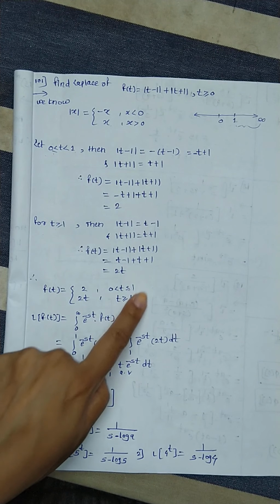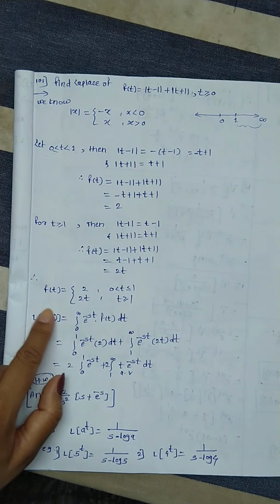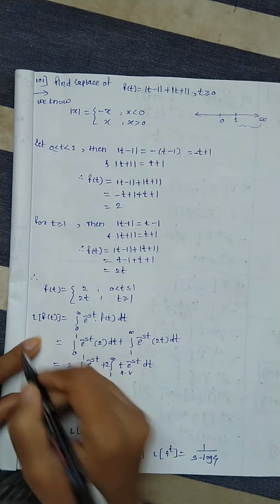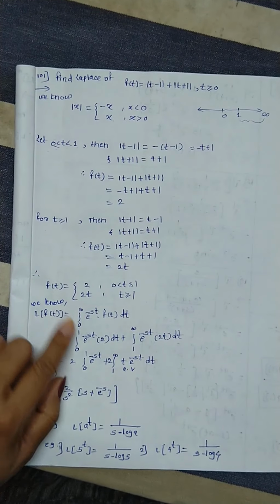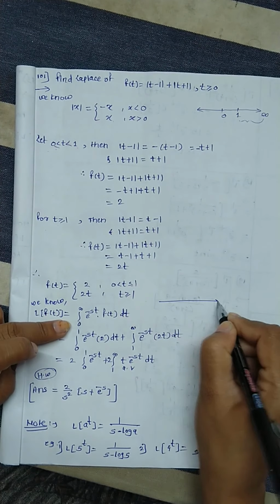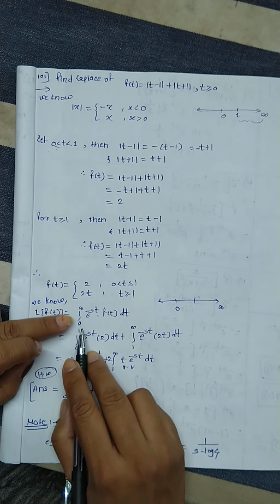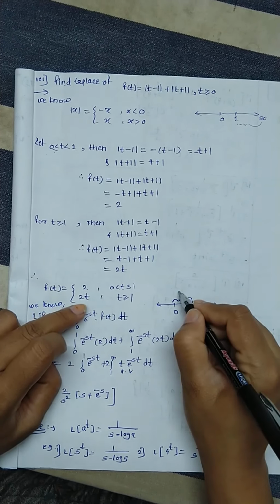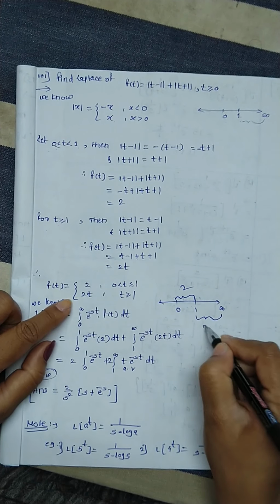Now what is our question? The Laplace transform. We have to find the Laplace transform of this function, so we use the original Laplace definition. L of f(t) is the integration from 0 to infinity of e^(-st) f(t) dt. Now the interval 0 to infinity is split into 2: from 0 to 1, the value is 2, and from 1 to infinity, meaning t greater than 1, the value is 2t.